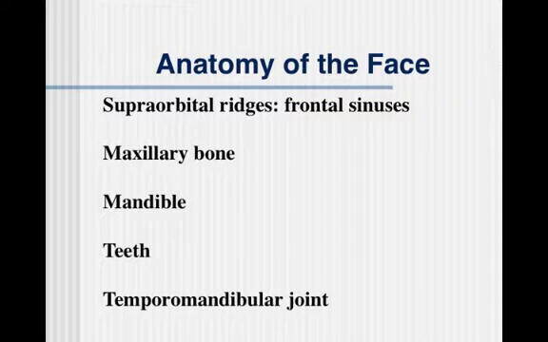Slide 13. The face includes the supraorbital ridges, which house the frontal sinuses. The maxillary bone supports the nose and passages, and the mandible is the jaw, which supports the teeth, the larynx, trachea, upper airway, and upper digestive tract. The TMJ is the articulation between the mandibular condyle and the fossa of the temporal bone. In layman's terms, it is the jaw joint.